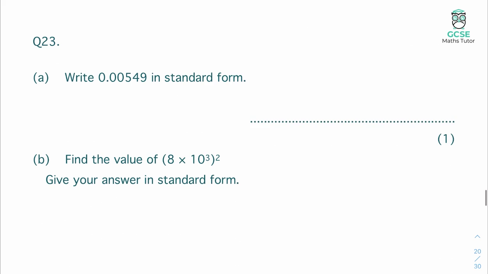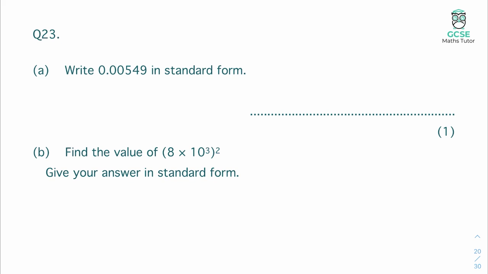Okay, onto some standard form. So writing this in standard form, we want to hop our decimal, 1, 2, 3 jumps. So that would be 5.49. It's a 0 point number, so it's times 10 to the power of -3. And there is our standard form conversion.